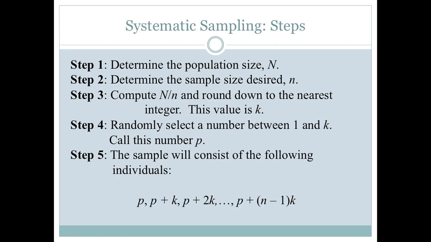So the sample is going to consist of person p, okay? So the first person or the second person or the third person. And then every time you're just adding k, okay? And that's going to be your next person. And then you add k again, until you've taken your entire sample.